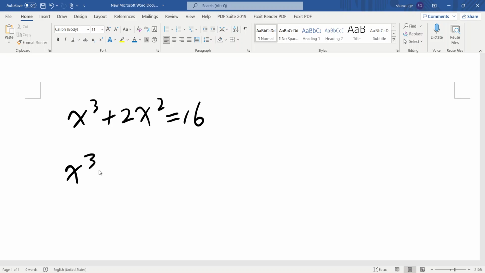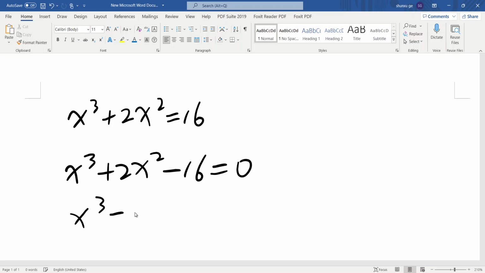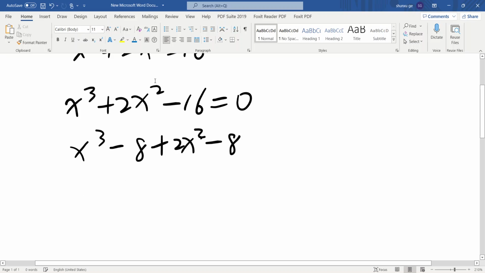x to 3 plus 2x squared minus 16 equals 0. So now x to 3 minus 8 plus 2x squared minus 8. We make 16 into 2 parts, 8 and 8, all become negative. So we should change the 8 to another form, 2 to 3.